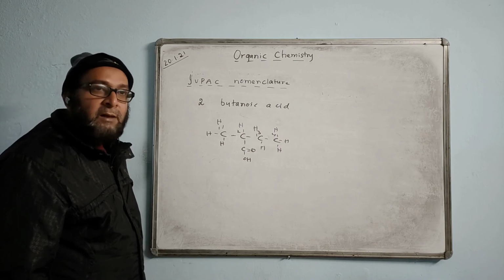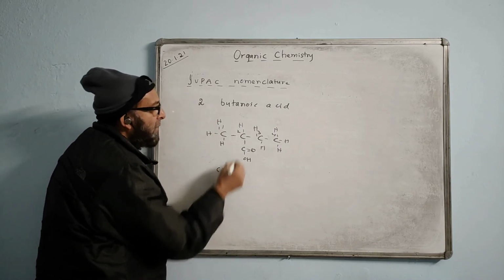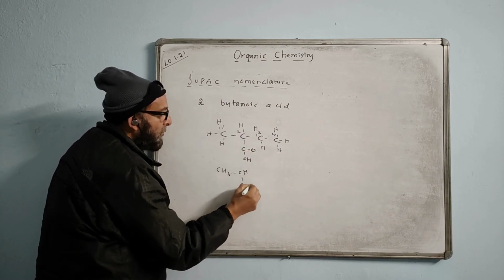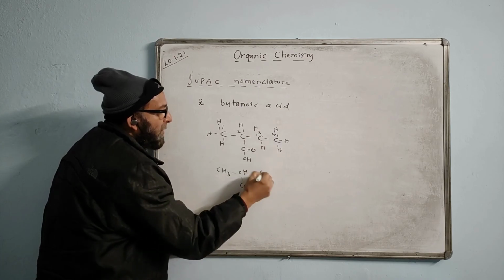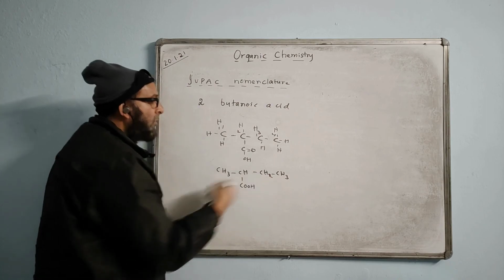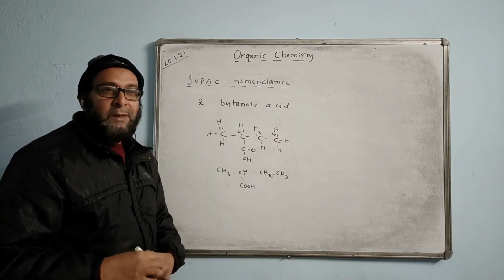And if they ask you to give the condensed formula, let us condense now. CH3, CH, COOH, CH2, CH3. This is how we will be writing the condensed formula. This is the structural formula. Hope it is very easy.